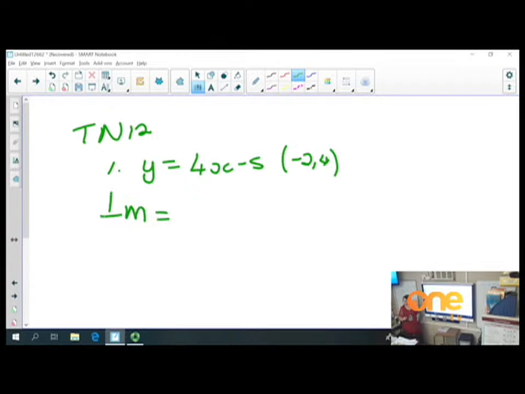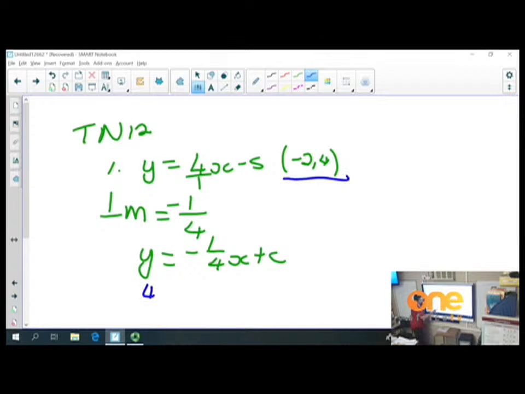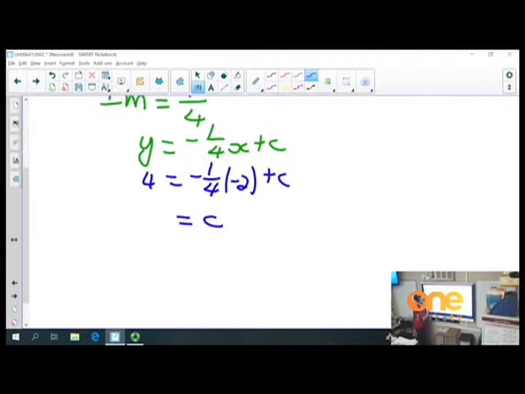Change of sign reciprocal. What is the change of sign reciprocal of 4? 1 over 4. Reciprocal, and I change the sign. So now it is y is equal to negative a quarter x plus c. And we are substituting this point in there. So 4 is equal to negative a quarter times negative 2 plus c. Right. So what is c? Yeah, so it's 3.5. You're right. So the equation is y is equal to negative a quarter x plus 3.5.